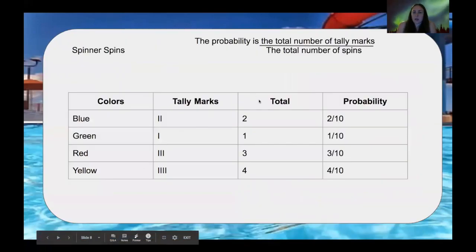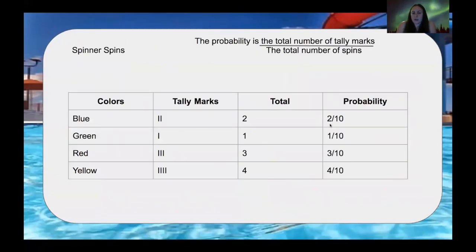All right, so now we're going to look at how to write the probability for each color. The probability is the total number of times that you spun that color over the total number of spins, so it's written as a fraction. For blue, we spun 10 times total and we got blue twice, so the probability of spinning blue was 2 out of 10. For green, we did 1 out of 10. Red was 3 out of 10, and yellow was 4 out of 10.